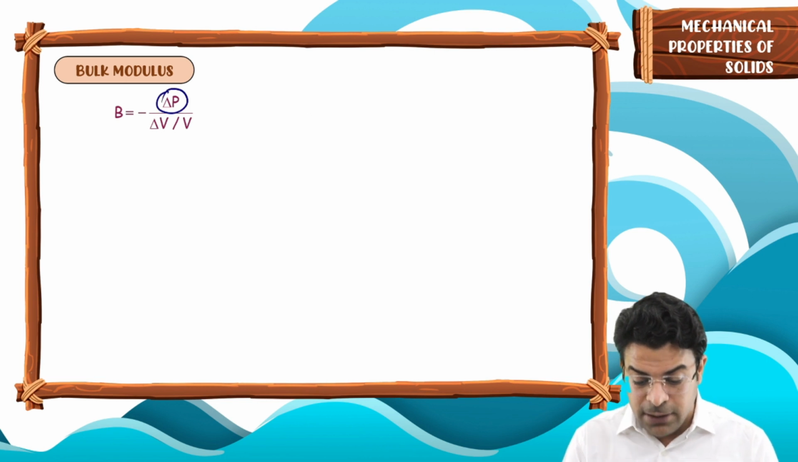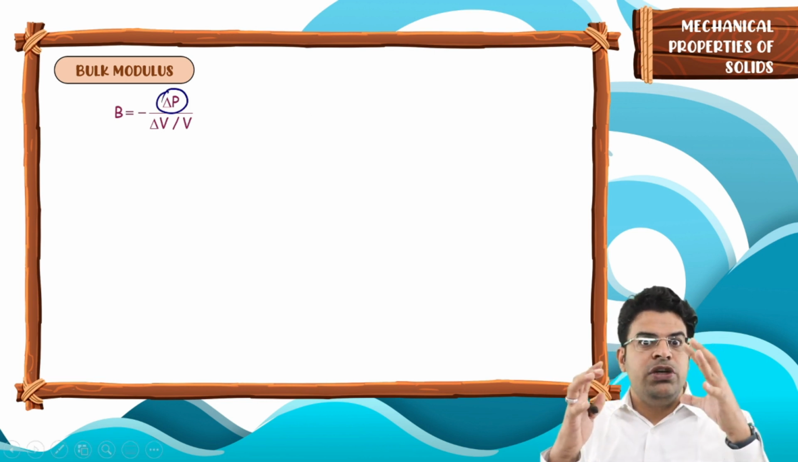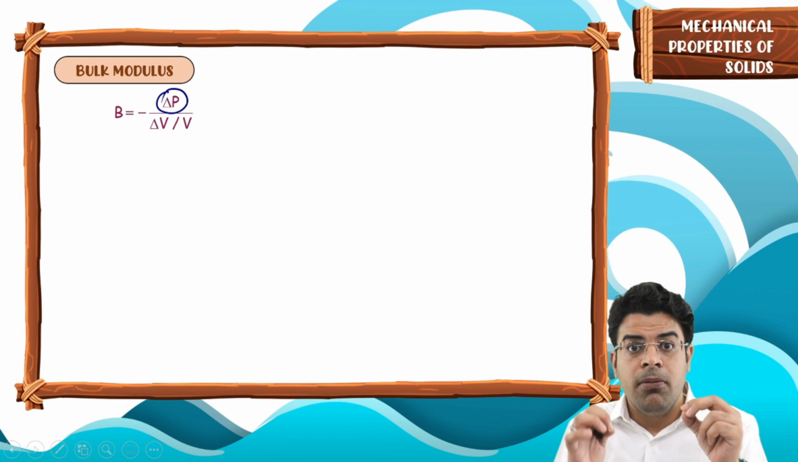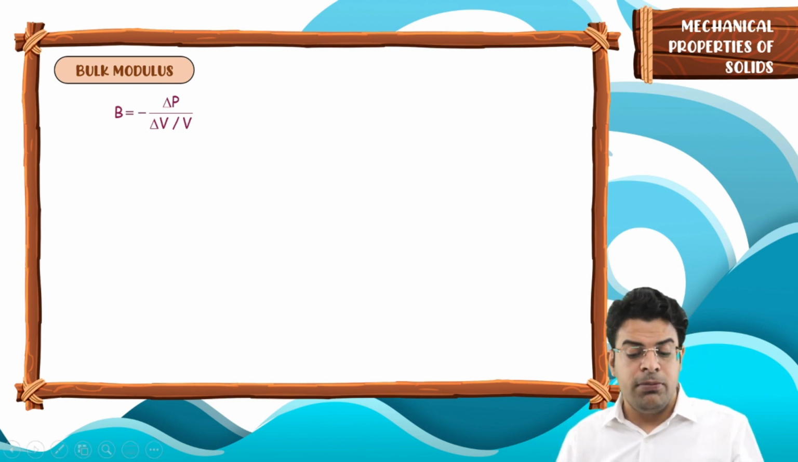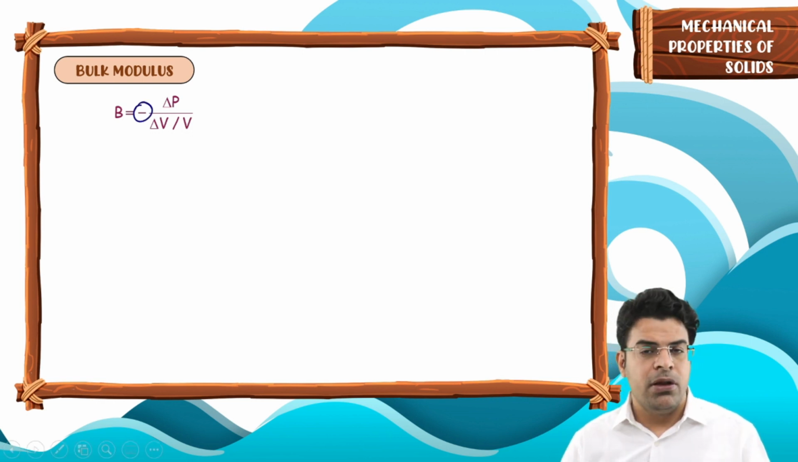Sir, what is delta P? The volumetric stress. You need to change the pressure for volumetric strain. And what is delta V by V? The volumetric strain. And we have placed a minus sign. Why the minus sign?